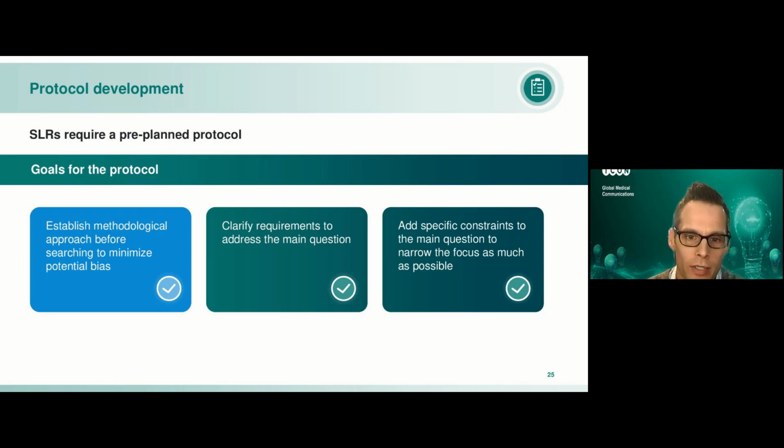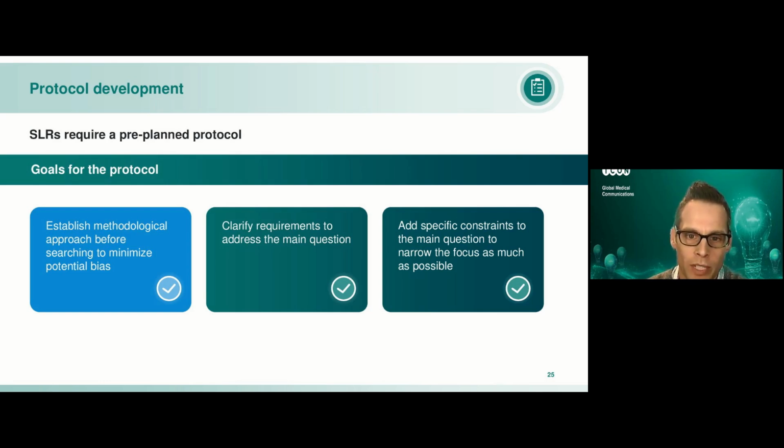And the goal here, really most importantly in blue, is we want to establish our methods before we do the search. And this is meant to minimize potential bias. That way you're not reacting as you're seeing the results come in. You define what you're setting out to do and the question you're asking and how you're going to do it. And the results are what they are. You get your answer. You aren't affected by it.